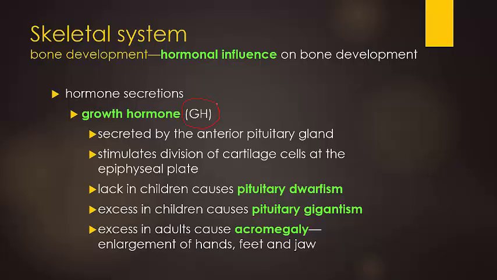It's secreted by a gland in the brain called the anterior pituitary gland. The pituitary gland has an anterior and a posterior section with different responsibilities. The anterior pituitary gland produces like 9 different hormones, and growth hormone is one of them. The effect that we see of growth hormone on bone development is that it really stimulates division of those cartilage cells as the cartilage model is developing.